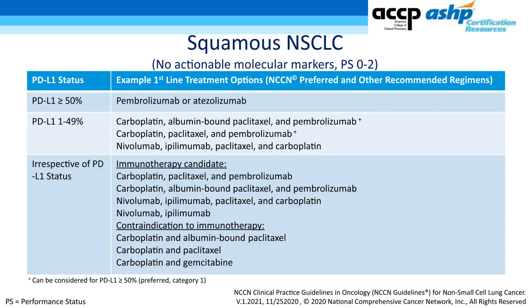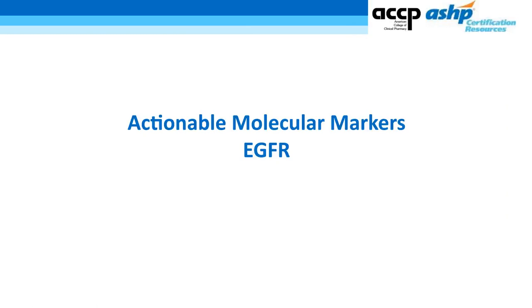As described in the prior slide, irrespective of PD-L1 status, patients that are immunotherapy candidates can receive cytotoxic chemotherapy in combination with immunotherapy, or even immunotherapy alone with a combination of nivolumab and ipilimumab. Additionally, it's important to identify patients that have contraindications to immunotherapy, as we would typically remove the immunotherapy product from the combinations with cytotoxic platinum doublets. Moving into our actionable molecular markers, we're going to start off with EGFR.